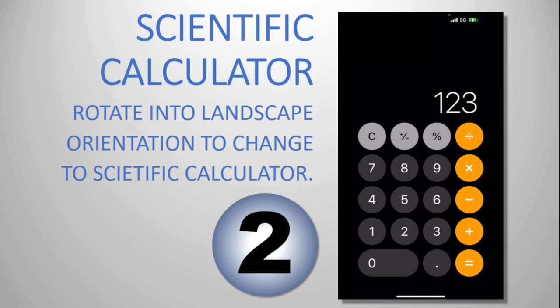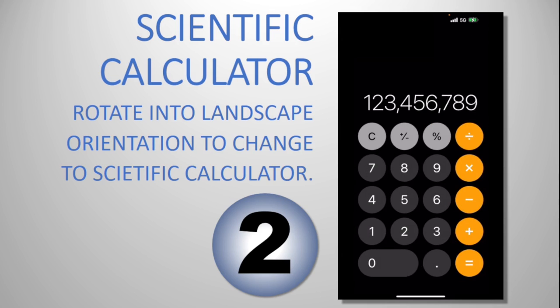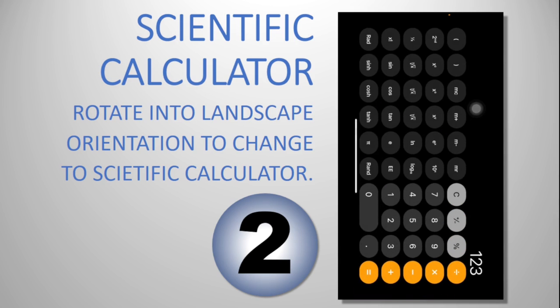Sometimes you need to use calculator to perform more complex calculation. Rotate your iPhone into landscape orientation. Then the calculator will automatically switch to scientific calculator. Rotate to portrait orientation back, will return to normal calculator.